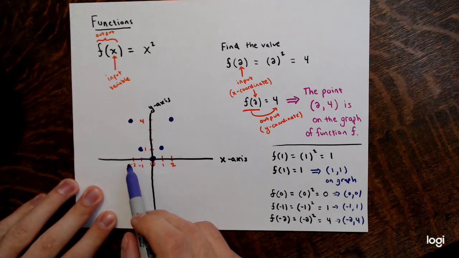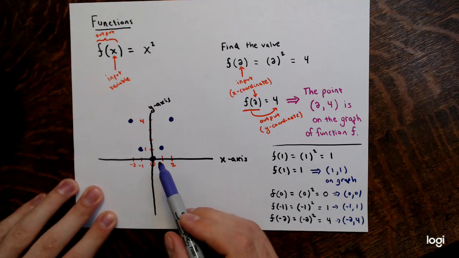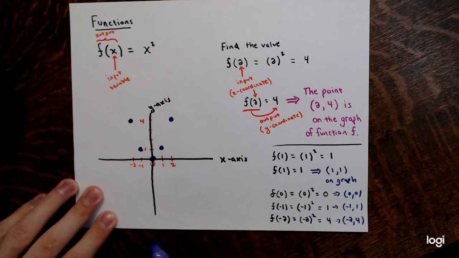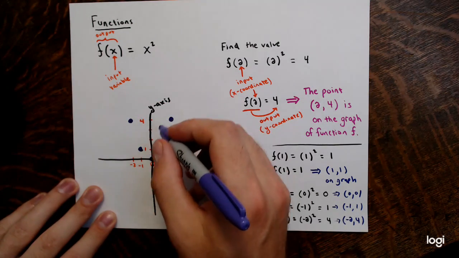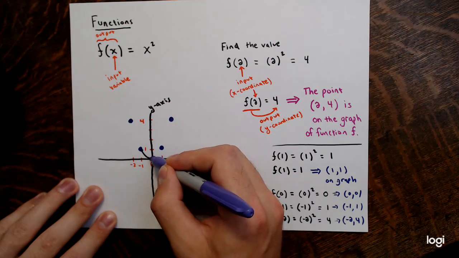And if you want, you don't have to keep plugging in integers. You can plug in 1.5, 1/2, 1 3/4, 2 1/8. It's just the integers are nice, they end up with nice whole number results. And maybe after a while you'll see these points seem to be forming this U shape.